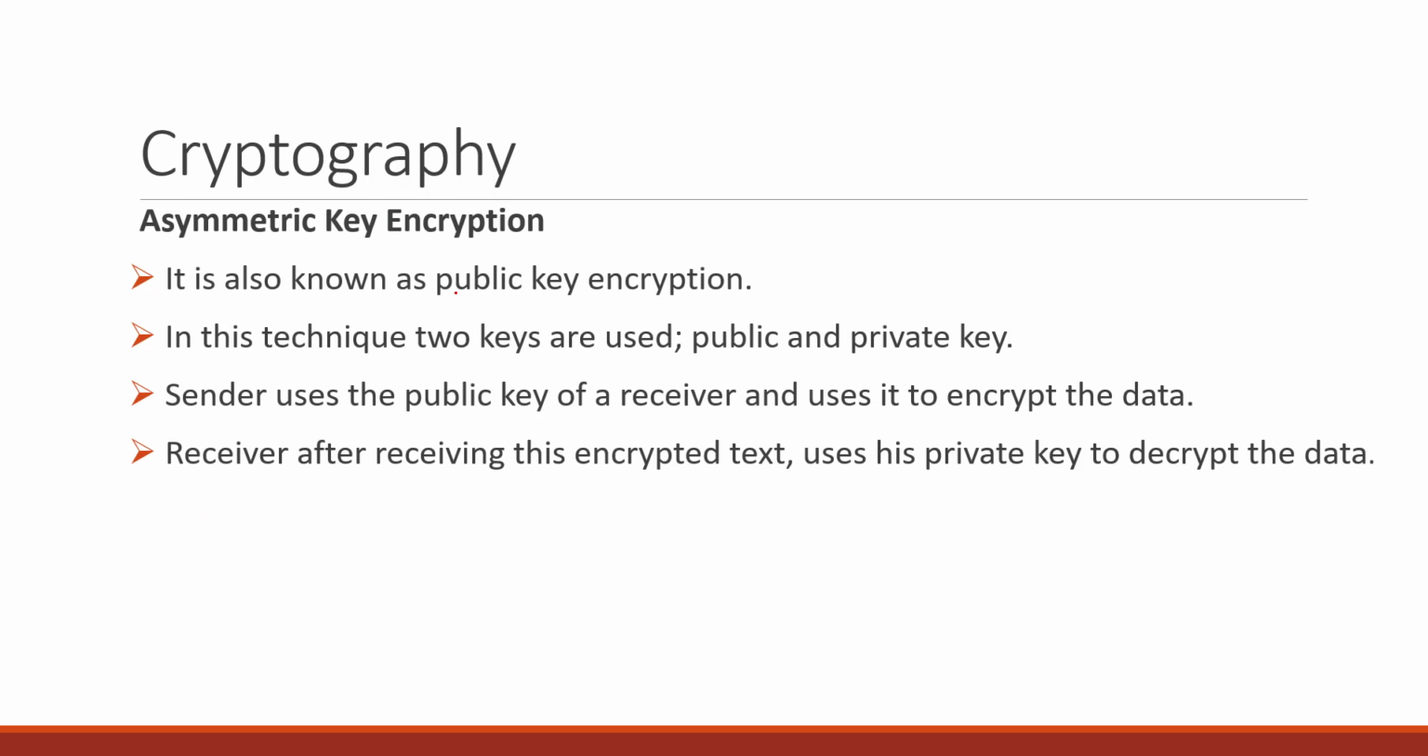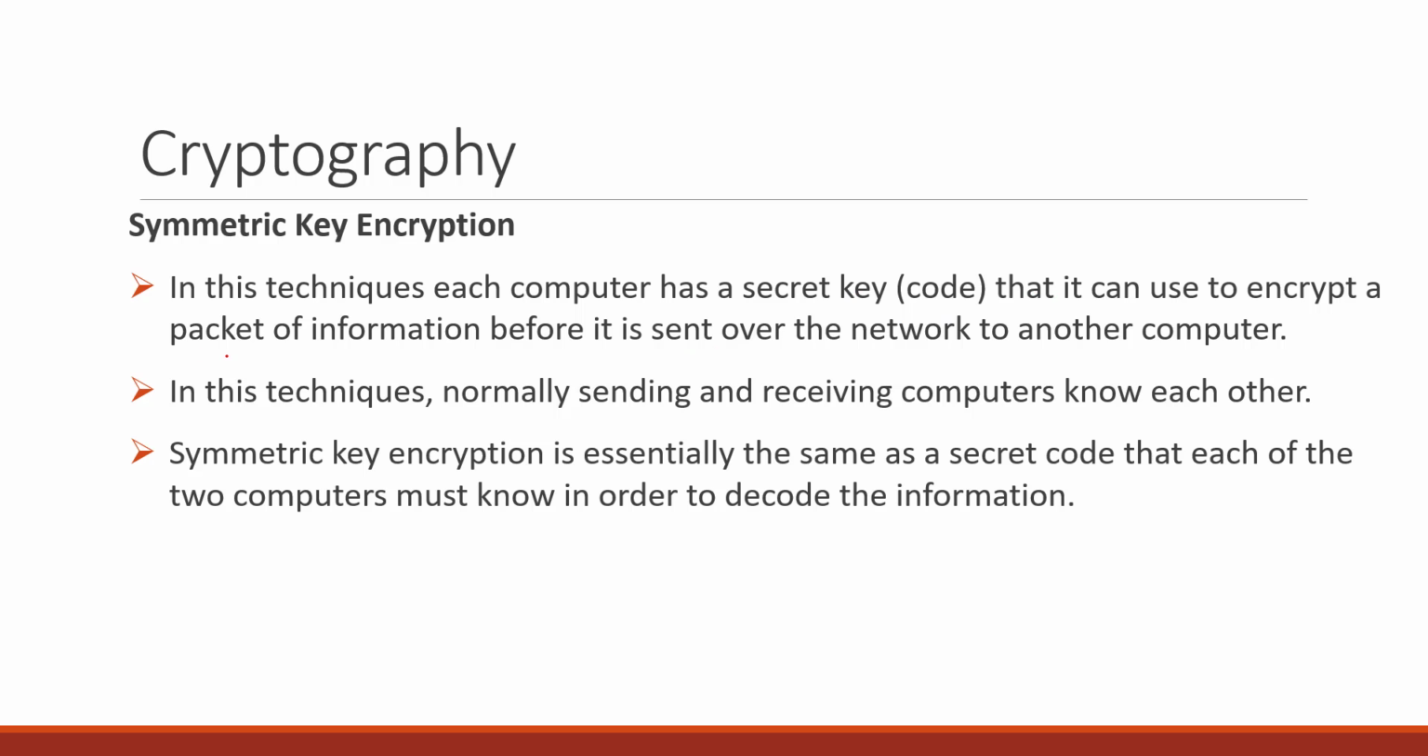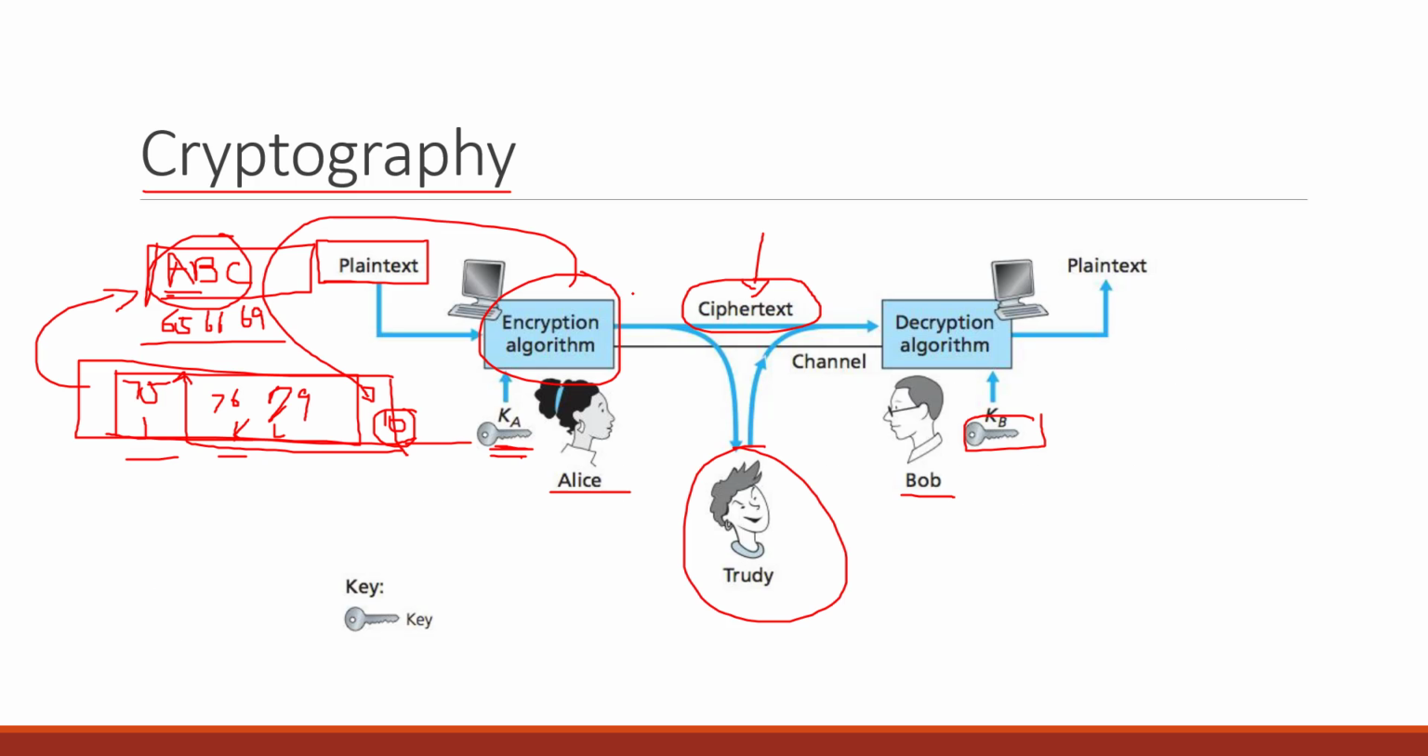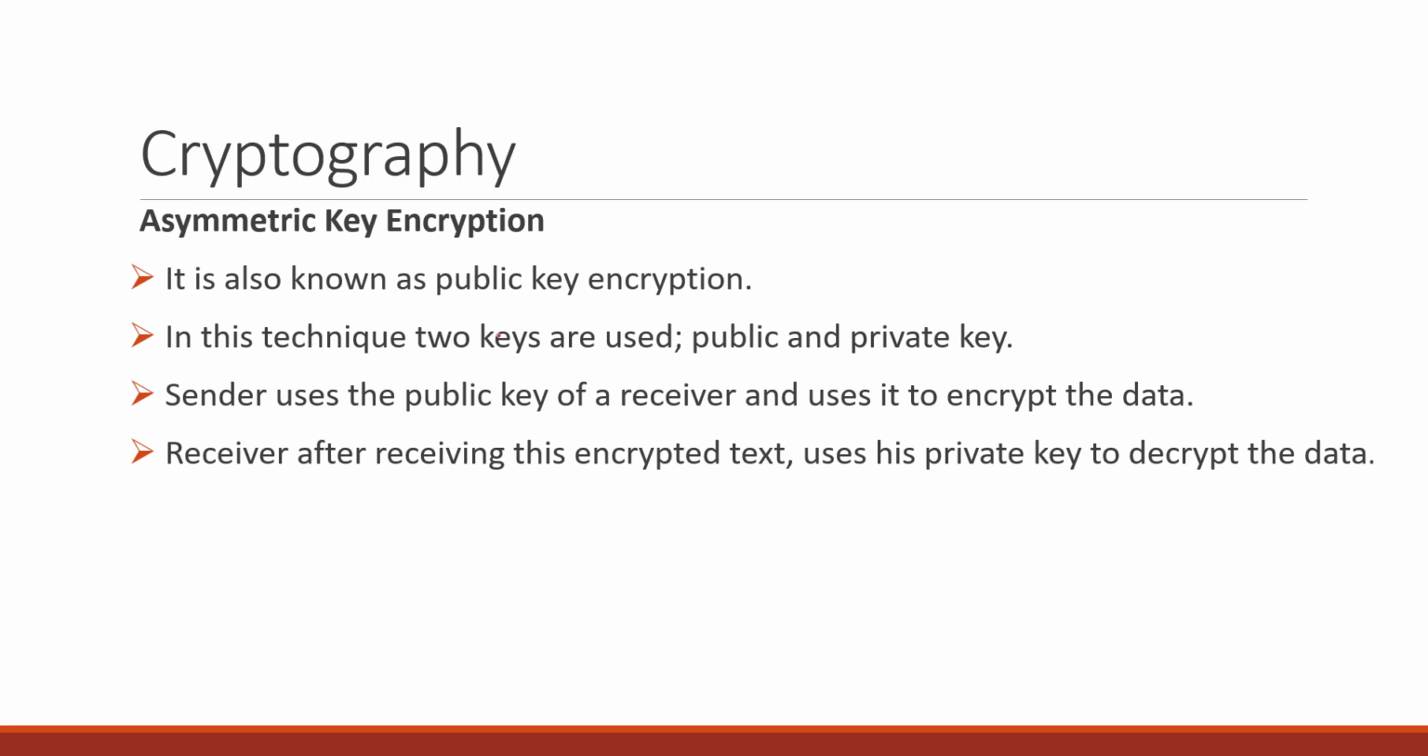So what symmetric key does, I just told you about, this is all about symmetric cryptography, right? There is a key which is the same for Alice and Bob, and it can be decrypted. For asymmetric, it's normally called public key encryption, and it uses 2 keys, public key and private key.